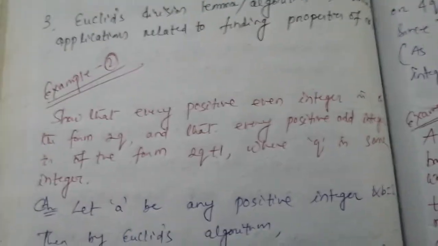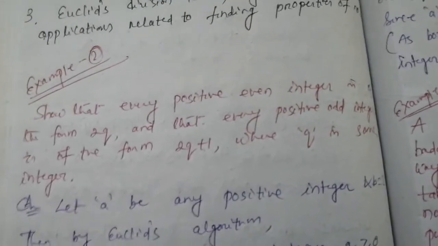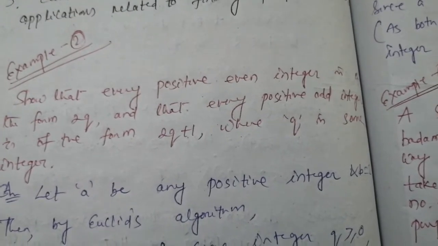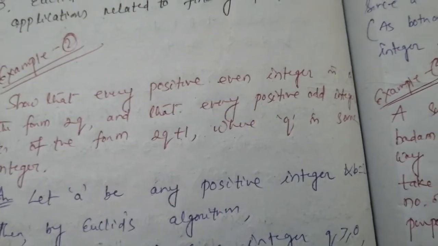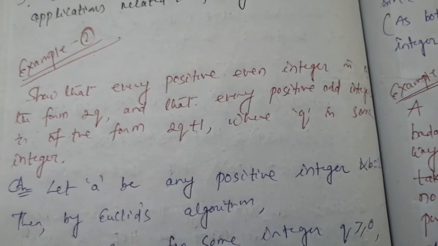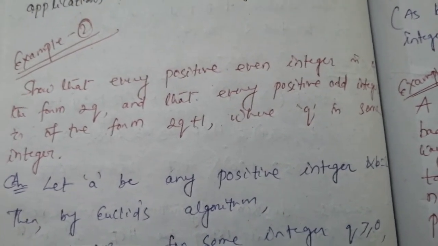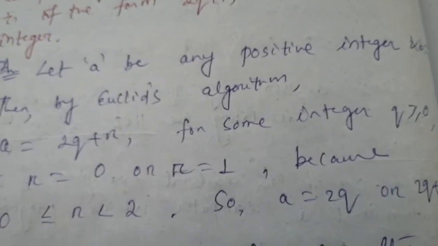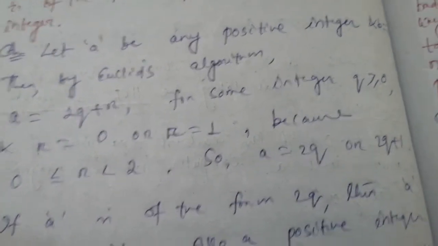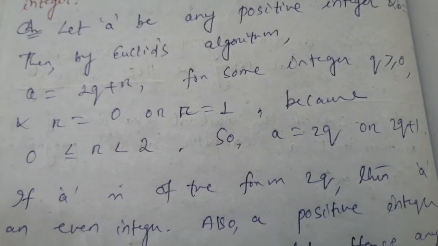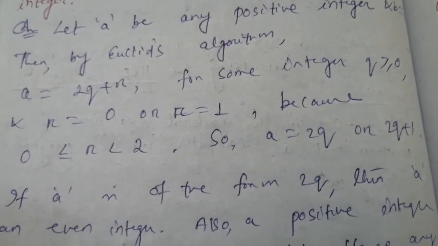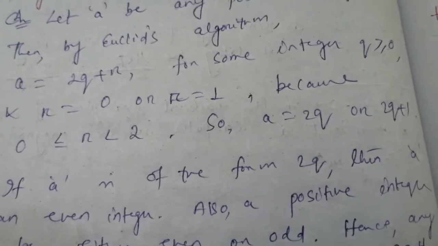Next we will go to example number 2. Show that every positive even integer is of the form 2q and that every positive odd integer is of the form 2q plus 1, where q is some integer. The answer: let a be any positive integer and b equal to 2. Then by Euclid's algorithm, we can write a equal to 2q plus r for some integer q greater than or equal to 0, and r equal to 0 or r equal to 1, because 0 is less than or equal to r which is less than 2. So a equals 2q or 2q plus 1.